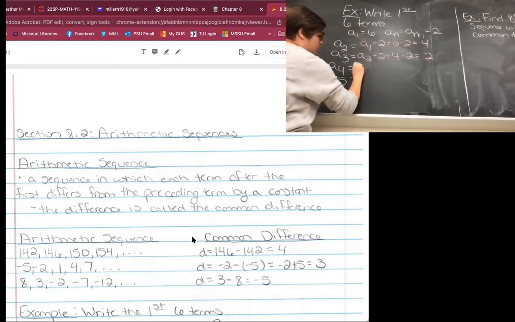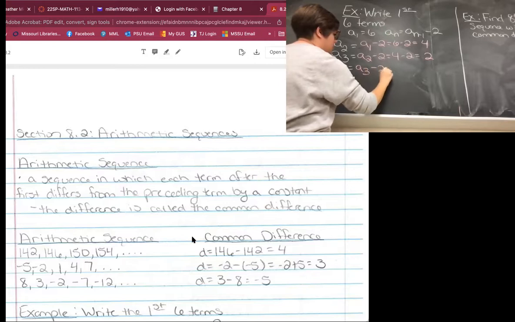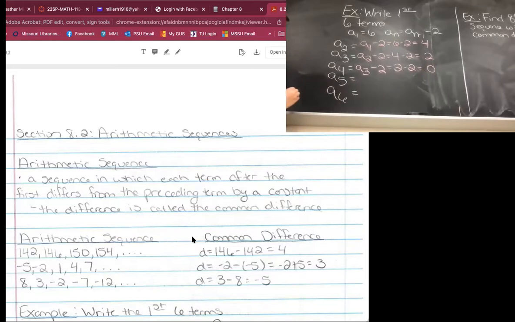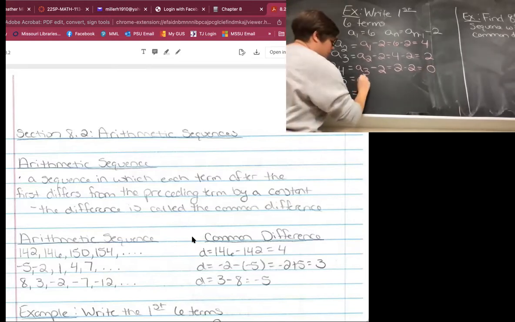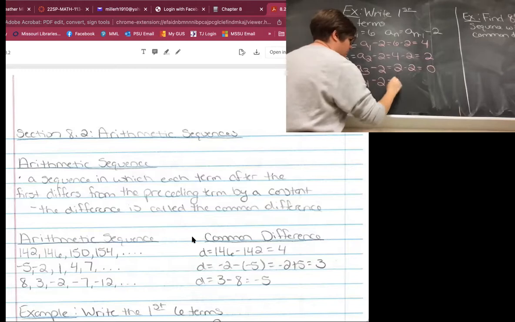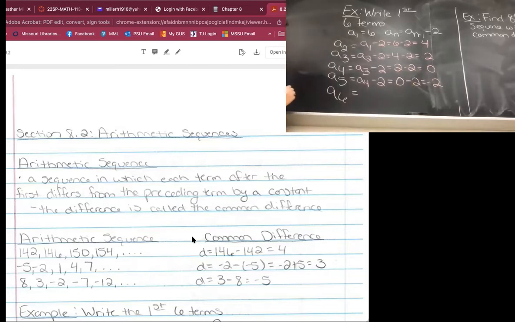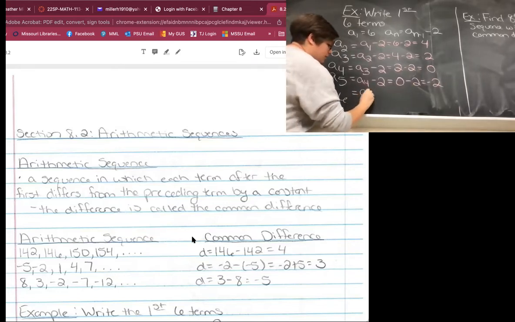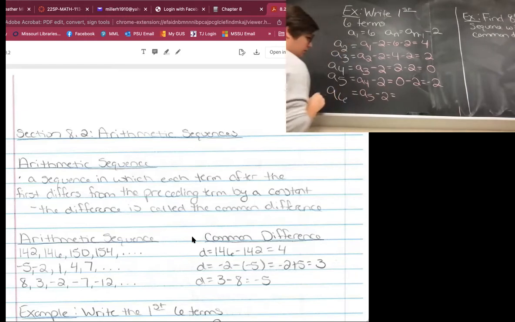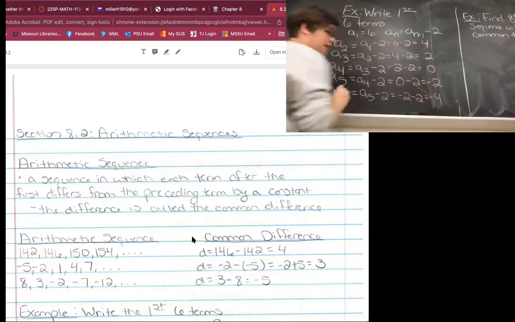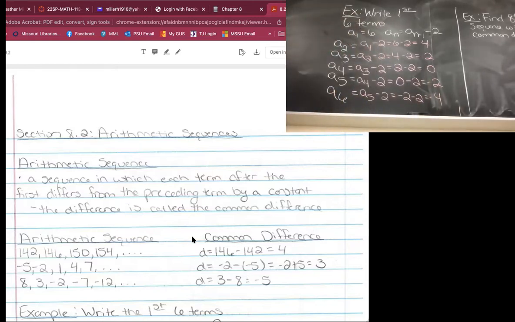Same thing for our fourth term. You're going to have to know your third term and take away 2. My third term was 2, and I take away 2, I get 0. To find my fifth term, I have to know my fourth term, take away 2. Well, my fourth term was 0, take away 2 is -2. And for my sixth term, I have to know my fifth term and take away 2. My fifth term was -2, and I take away 2. That'll give me a -4. So there are the first 6 terms of this arithmetic sequence.